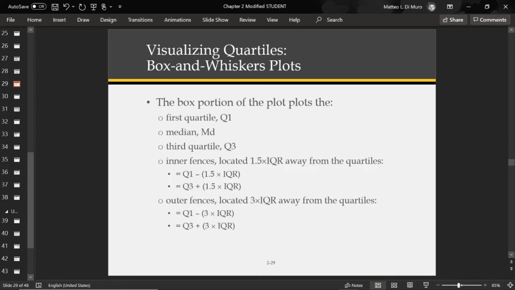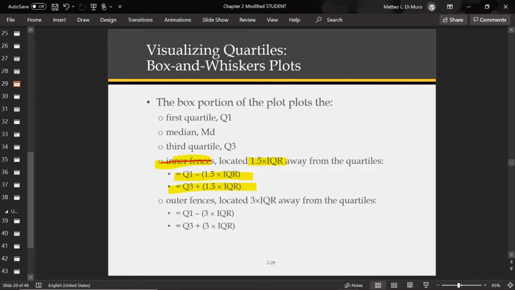Then there's something called the inner fences. Sorry, I thought I had the highlighter. It's atrocious. So the inner fences, this is where the IQR comes in. So it's just sort of an arbitrary, the inner fences are 1.5 times the IQR away from the quartiles. So you're going to be doing 2 calculations to find the inner fences. You're going to be going Q1 minus 1.5 times the IQR, and then you're also going to figure out what is Q3 plus.